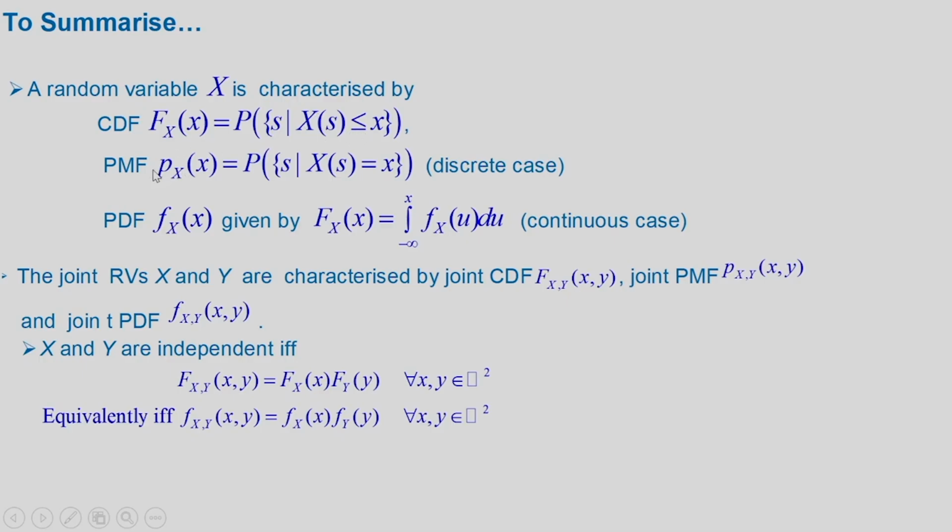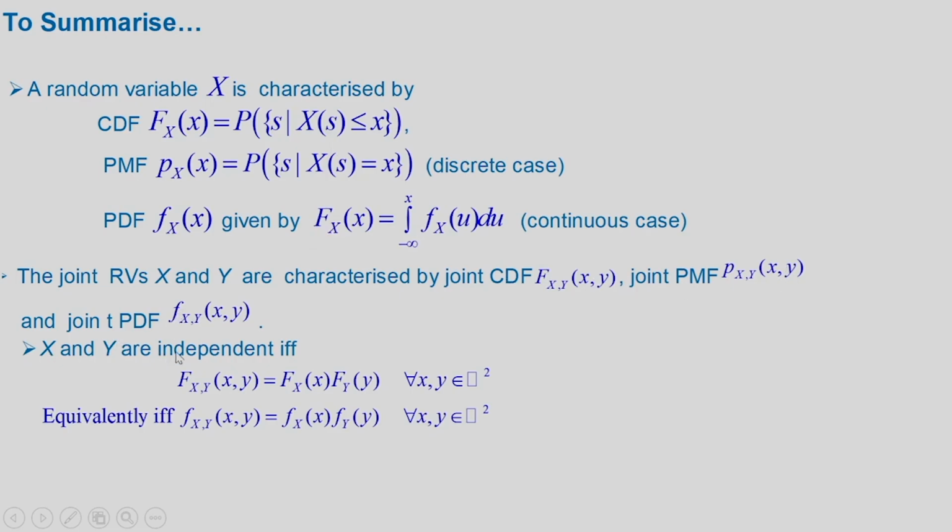Similarly, we define probability mass function, probability of s such that X(s) is equal to small x, and this is for the discrete case. Similarly, we define the PDF, probability density function. It is given by this expression. We also noted that joint random variables x and y are characterized by joint CDF and joint PMF and joint PDF. These are the corresponding functions. We have defined joint CDF, joint PMF and joint PDF.